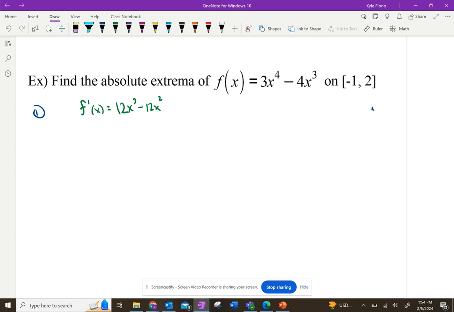So what I'm going to do is set it equal to 0. I'm going to factor the 12x squared out. So I get x minus 1. So if 12x squared times x minus 1 equals 0, then either 12x squared has to equal 0, or x minus 1 has to equal 0, which means x has to either equal 0 or x has to equal positive 1. Because my original function is a degree 4 polynomial, it's defined everywhere, so the function does exist at 0 and 1, and the derivative is 0 at these points. So these are my critical numbers.